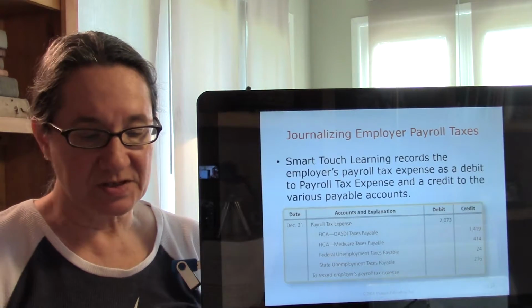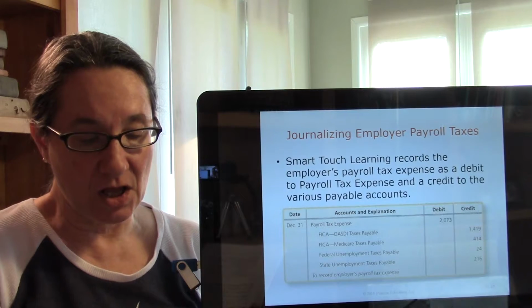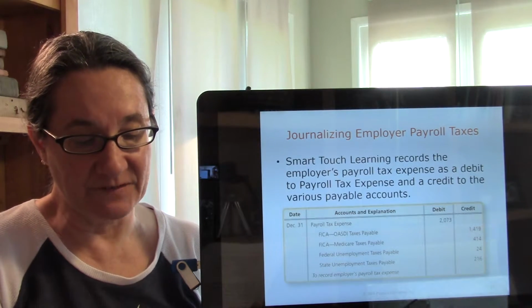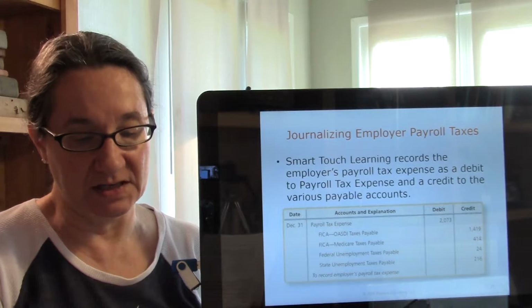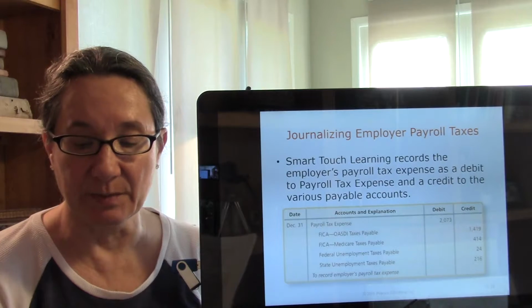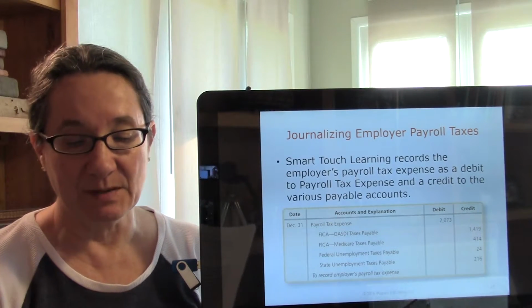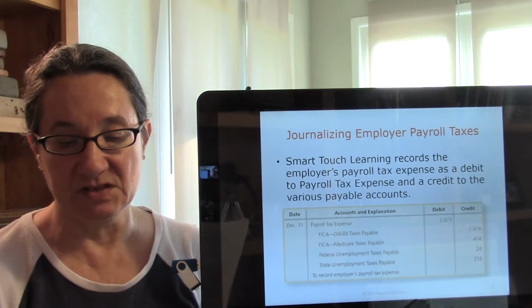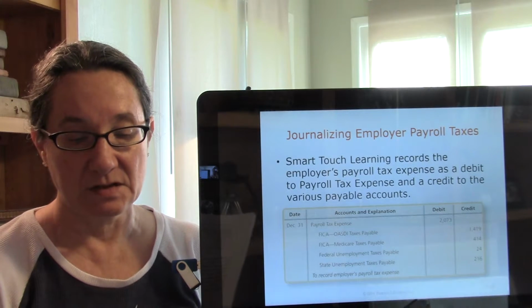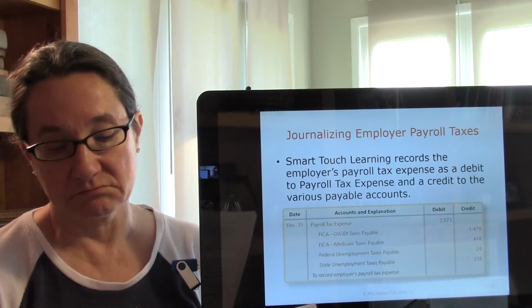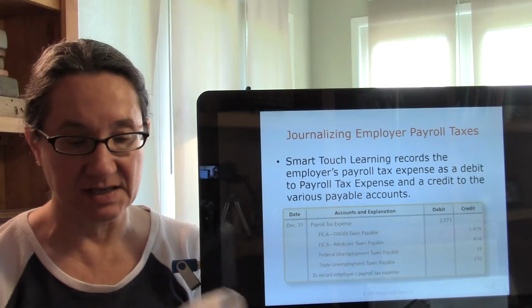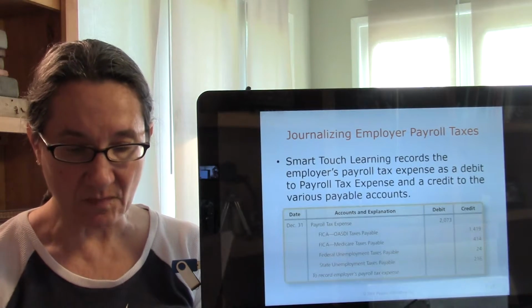As with employee contributions, the federal FICA OASDI is determined as 6.2% on the first $117,000 earned by each employee. Smart Touch Learning must pay OASDI tax on all employees. However, the amount paid on James Colon is limited to the first $117,000, right? So that's what we're considering here. FICA Medicare applies to all earnings at a rate of 1.45%.